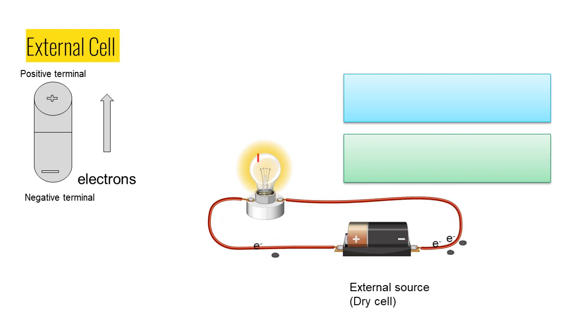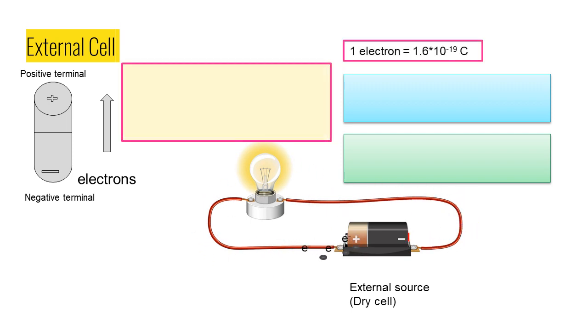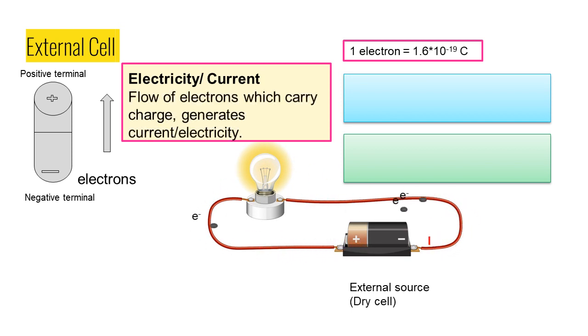I will explain what it is, but first you should know that one electron carries charge, and this charge is equivalent to 1.6 multiplied by 10 to the power minus 19 coulomb. So when electrons are flowing, they are carrying the charge through the circuit. So we can say what is electricity and current. We can say that flow of electrons which carry charge generates current or electricity. So electricity is generated when electrons flow through a circuit.